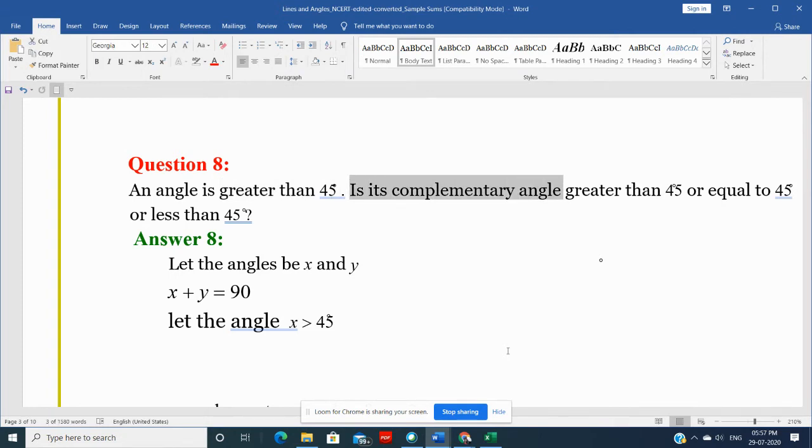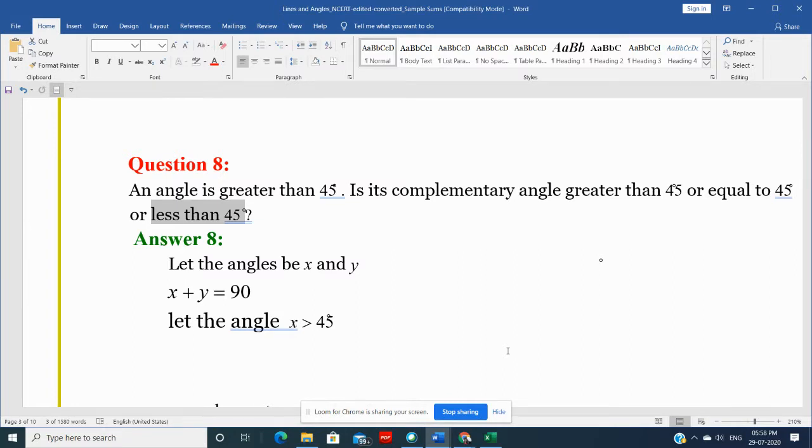Is its complementary angle greater than 45, equal to 45 or less than 45? Means if in a complementary angle pair one of the angles is greater than 45, then what would be the other angle? Would it be less than 45, greater than 45 or equal to 45? Alright, this is what the question is.